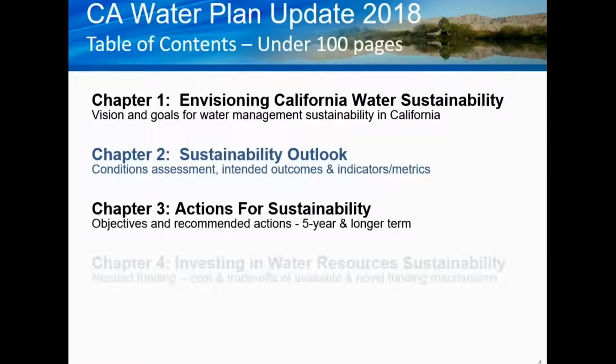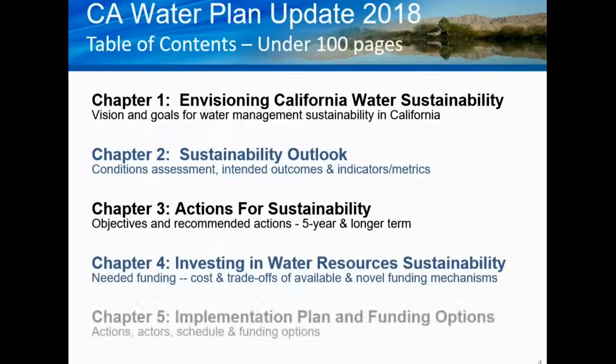We have 5 chapters to the water plan. This is going to be different than Update 2013, which was a very multi-volume, what we call the encyclopedic type of water plan before. A lot of that content has gone to online materials that we're actually putting on there. So if anybody was familiar, we had resource management strategies, those are up on the web. We have regional reports, those are going to be up on the web as well. But we have 5 chapters. One is the vision and goals for water management sustainability.